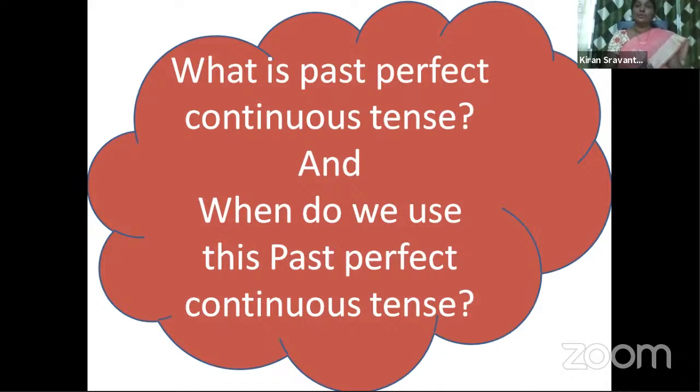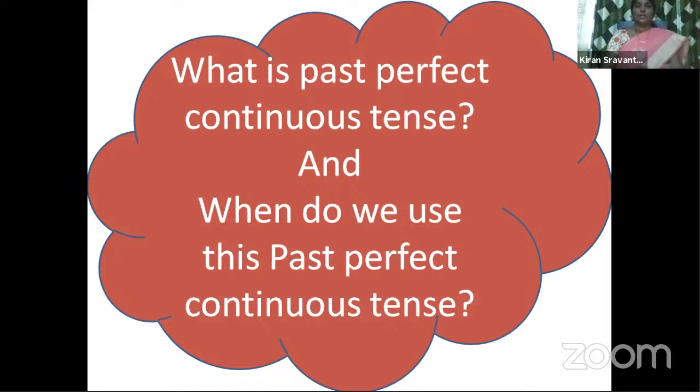Since refers to a point of time, like since morning, since afternoon, since evening, since 10 o'clock. And for refers to a period of time, like for 7 days, for 3 hours, for 10 years, for 14 days. That is, it talks about the duration. In present perfect continuous tense, we learned has or have plus been plus V4.